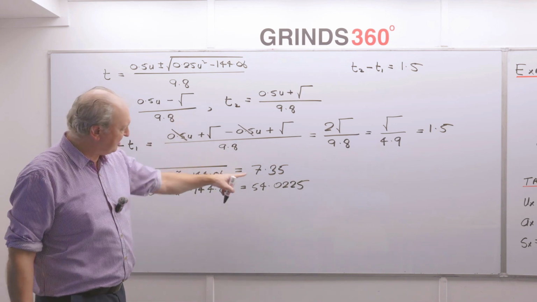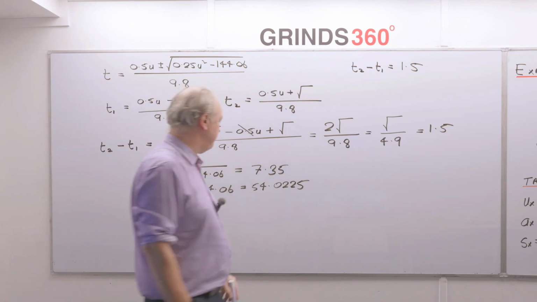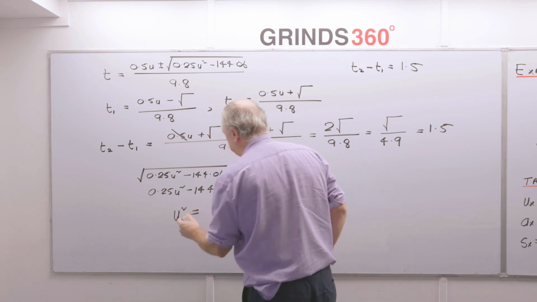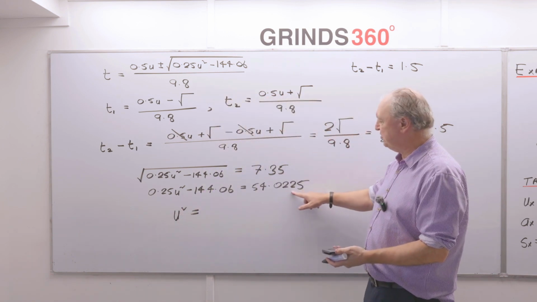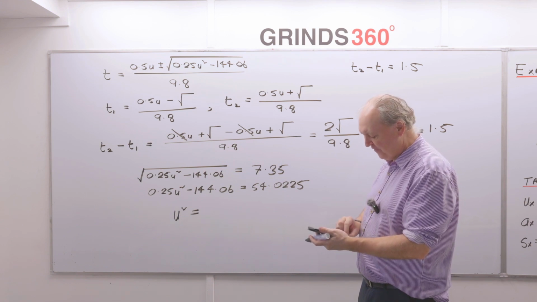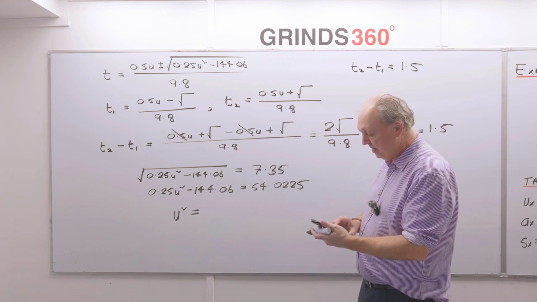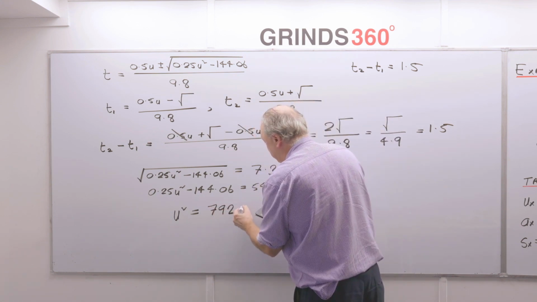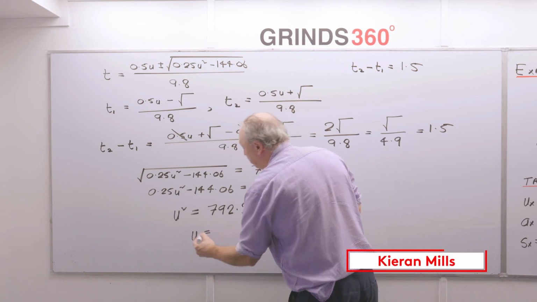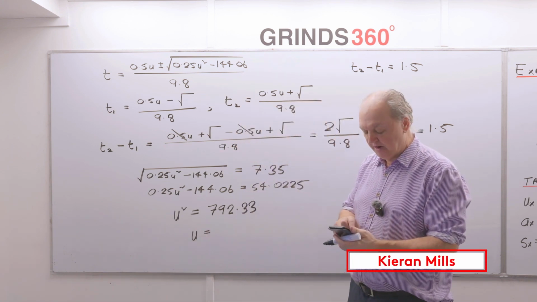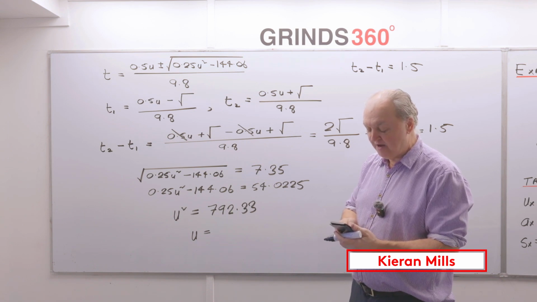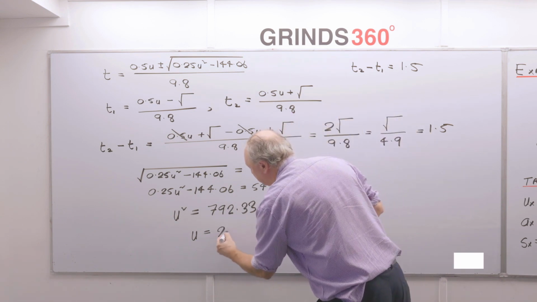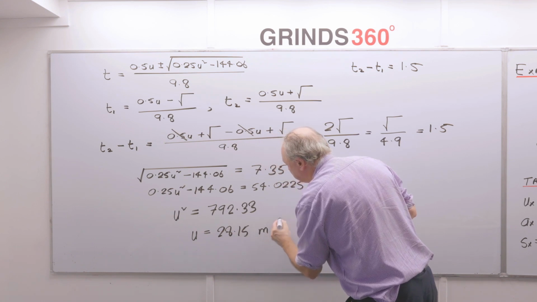Okay, so jump that number across and add it on, and divide by the 0.25. So I've got u squared is equal to 54.0225 plus 144.06, and then I'm going to divide that answer by 0.25. And I get an answer of 792.33. And then finally, u is the square root of that number. The square root of that number gives me an answer of, say, 28.15 or 28.2 meters per second.